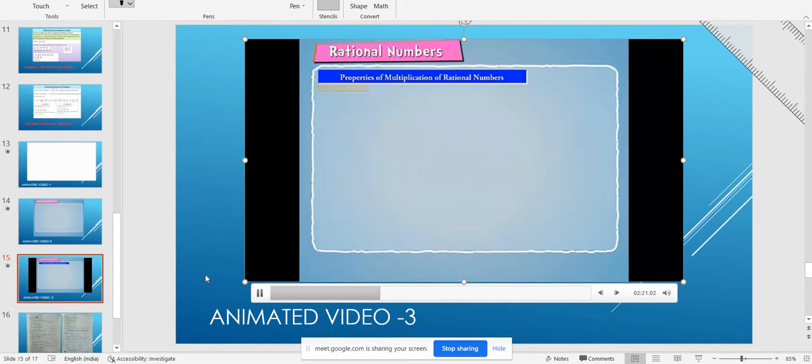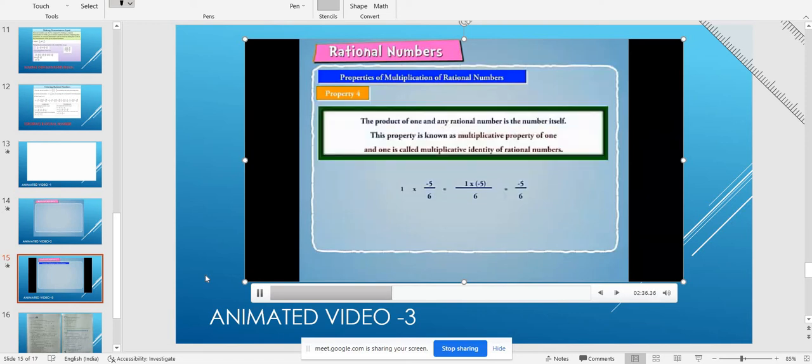Property 4. Let us consider an example. 1 into minus 5 by 6 is equal to minus 5 by 6. Hence, the product of 1 and any rational number is the number itself. This property is known as the multiplicative property of 1, and 1 is called the multiplicative identity of rational numbers. Thus, if a is any rational number, then a into 1 is equal to 1 into a is equal to a.